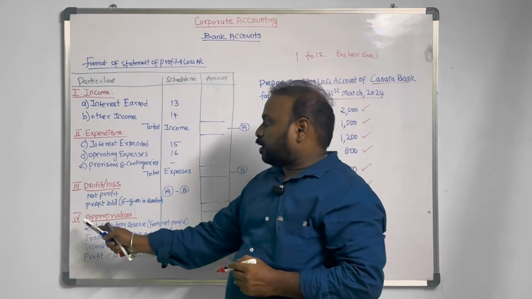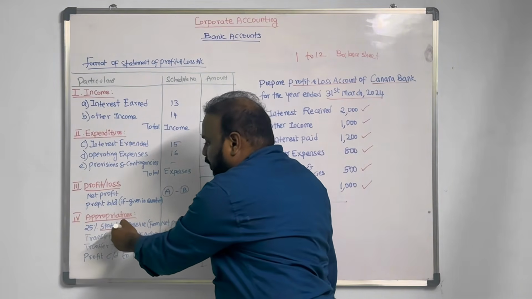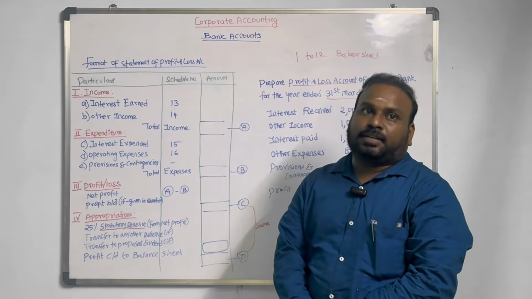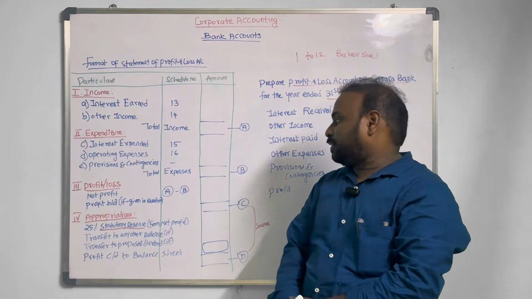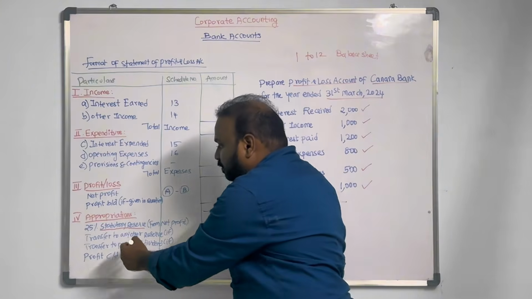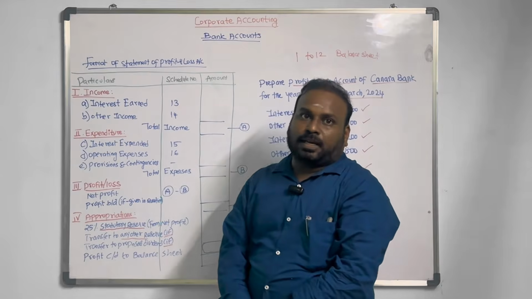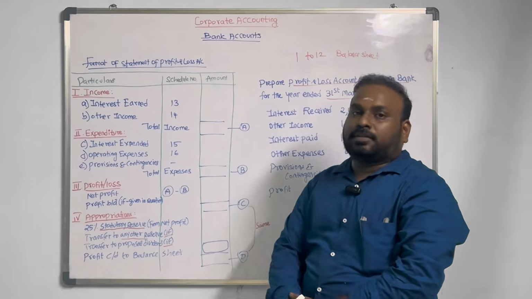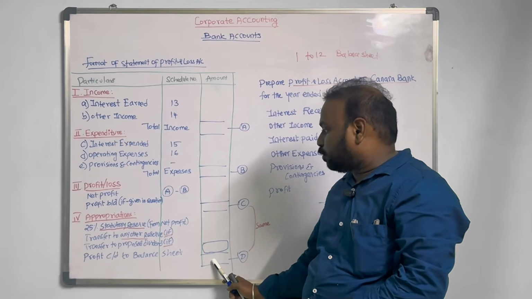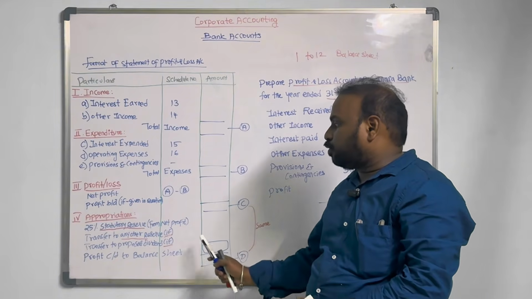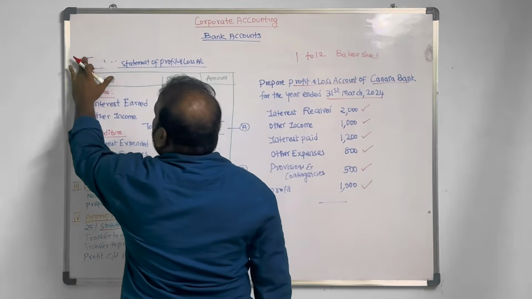Then Roman letter 4, appropriation, 25% statutory reserve. That should be calculated compulsorily. Statutory is nothing but a legal requirement. Remember that all reserves should be calculated only from the net profit. Then transfer to any other reserve and transfer to proposed dividend, if given in the question. Otherwise, we ignore them. Then we already have the total of D. From the D total, if you deduct the statutory reserve, you will get the profit carried on to balance sheet.